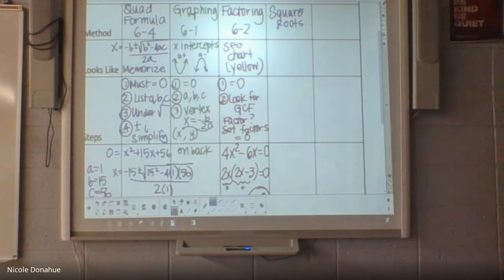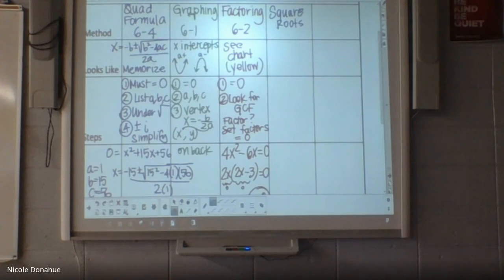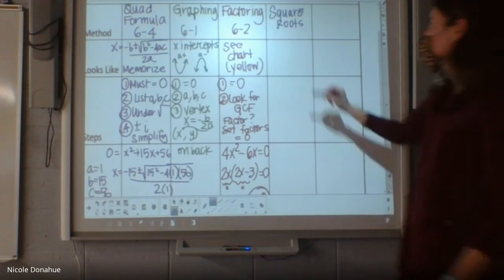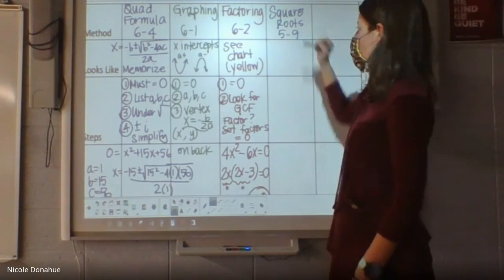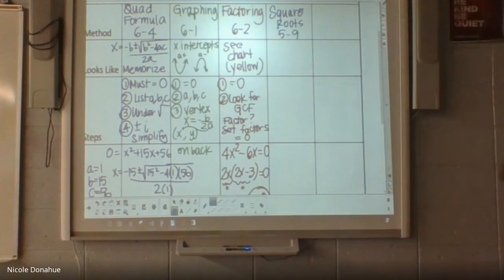Alright. So we solved by square roots, which was section 6.3, I think. Or no. Square roots, where did we do that? Was that the one we went backwards? It was in section 5.9. This is the one back one chapter.